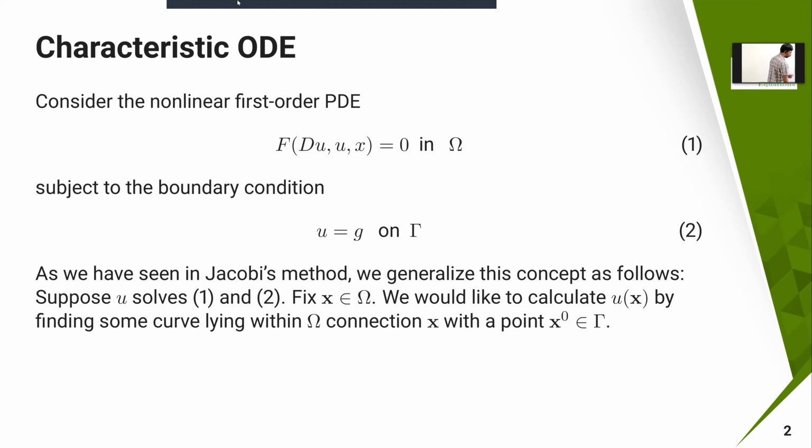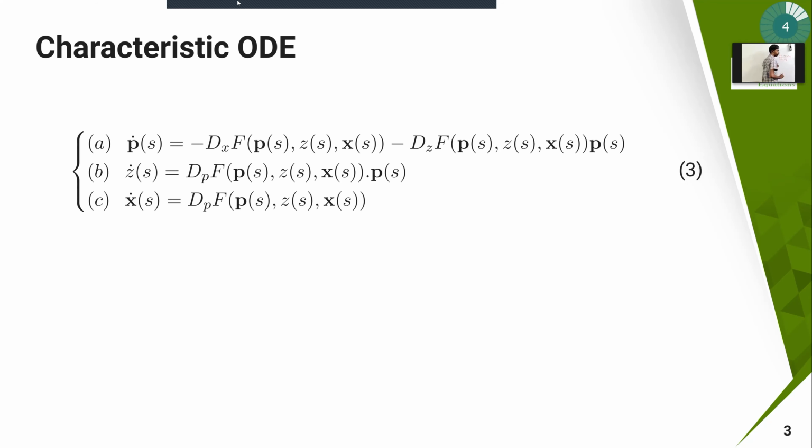This we have already seen in the Jacobi method, how to solve that, but we are going to extend this idea to other things. What we are trying to do is connect the curve. So x dot is F_p, y dot is F_q, and p dot is minus F_x minus F_z times p. So p dot is going to be minus F_x minus F_z into p.